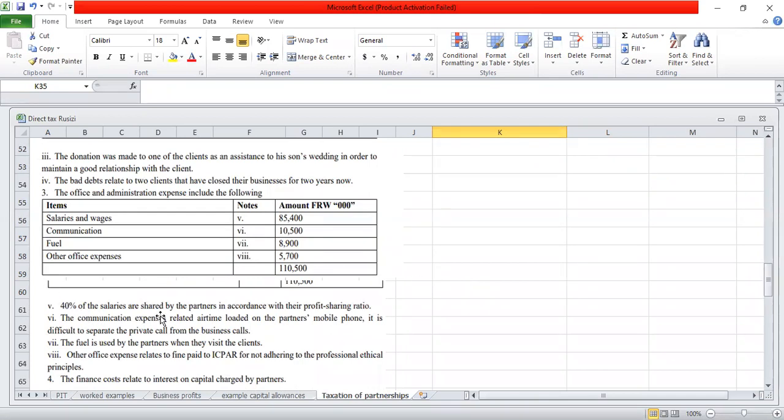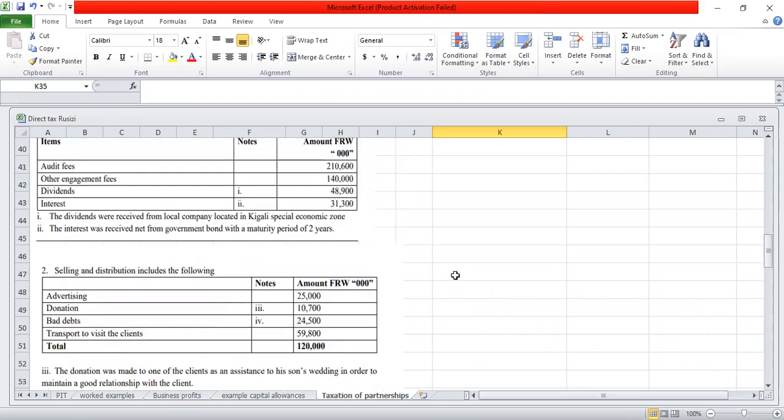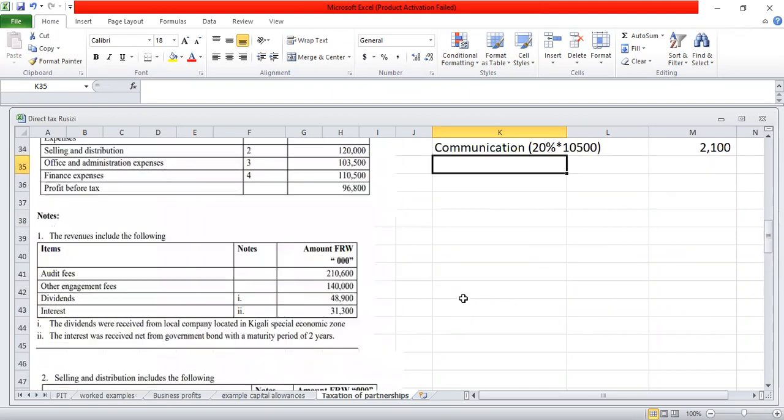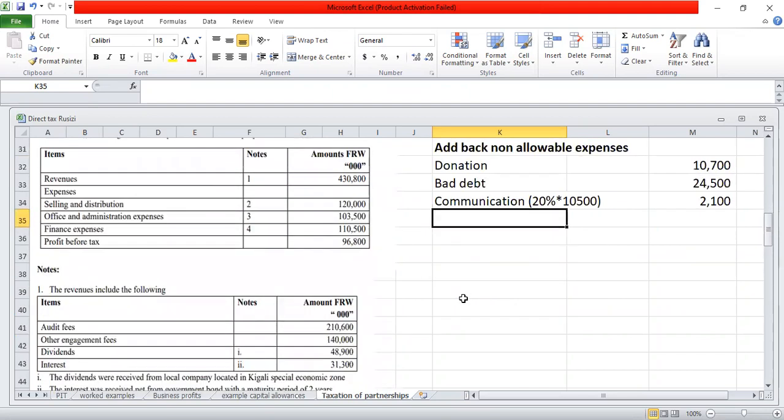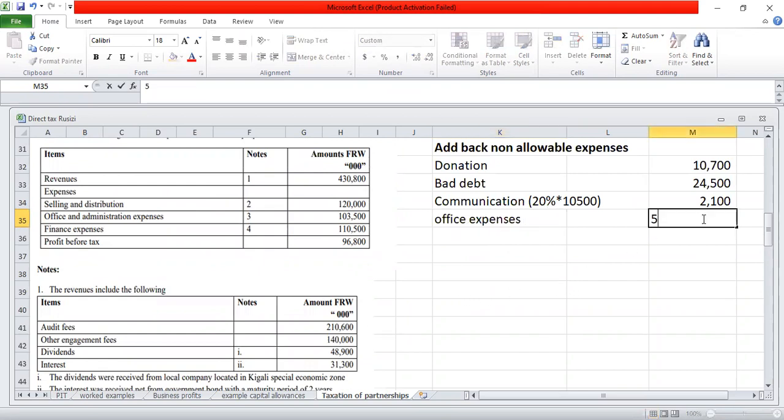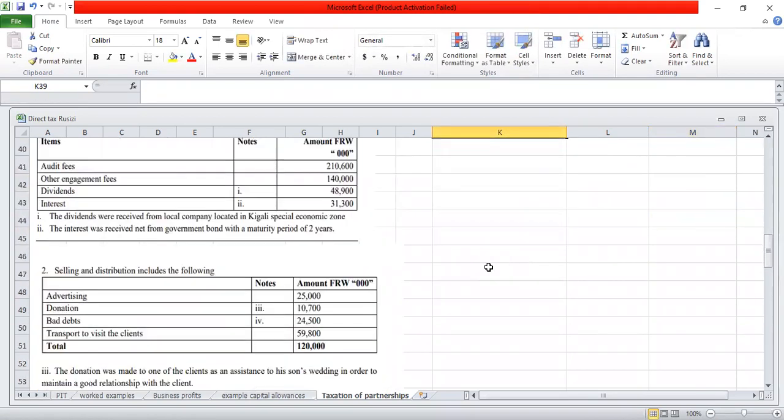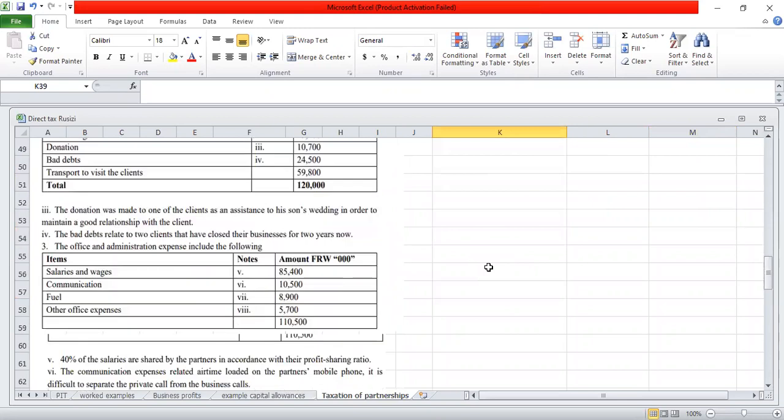Office expense, it says, relates to equipara. This is a fine which is not allowed. 5,700, it's a fine. Not allowed. Five 700 not allowed. I think we are through with this part.